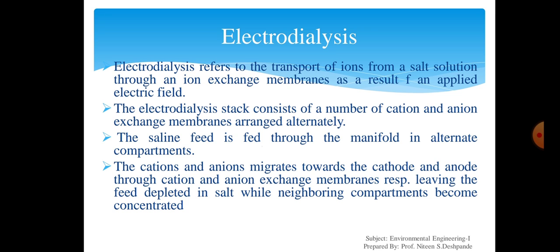The electrodialysis stack consists of a number of cation and anion exchange membranes arranged alternately. The saline feed is fed through the manifold into the alternate compartments. The cations and anions migrate towards the cathode and anode through the cation and anion exchange membranes respectively, leaving the feed depleted in salt while neighboring compartments become concentrated. We are quite familiar with the cathode and anode, the negatively charged electrode and the positively charged electrode.